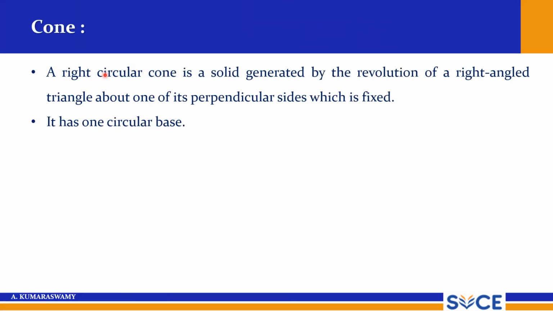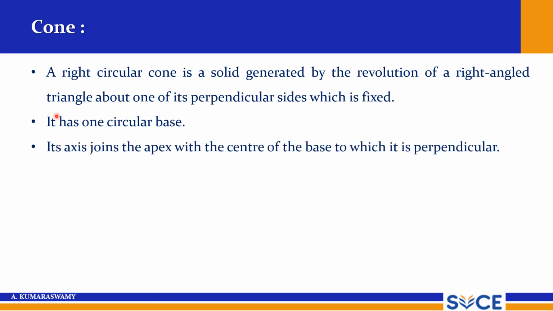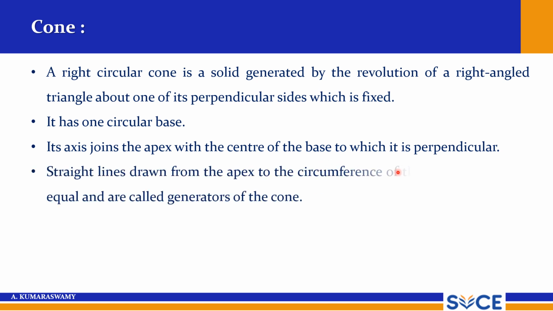So cone, a right circular cone is a solid generated by the revolution of a right angle triangle. The right angle triangle is revolved through 360 degrees about its axis. Then the solid obtained is known as a cone. It has one circular base. Its axis joins the apex and the center of the base to which it is perpendicular.